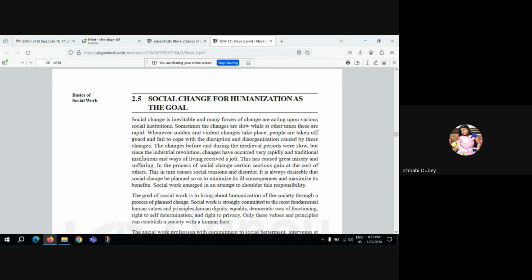Then we come to social change for humanization as the goal. Now, social change is inevitable, that is, changes taking place in various societal institutions, in societal structure, in societal functioning, and sometimes these changes may be slow, sometimes they may be quite rapid. Whenever sudden or violent changes take place, people are generally thrown off guard, and many times they fail to cope with these sudden changes.